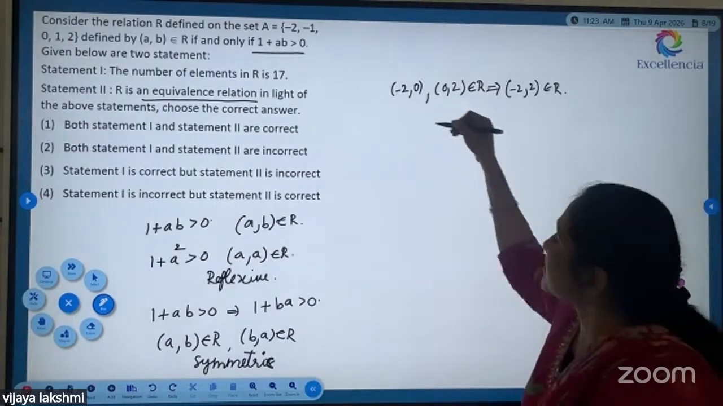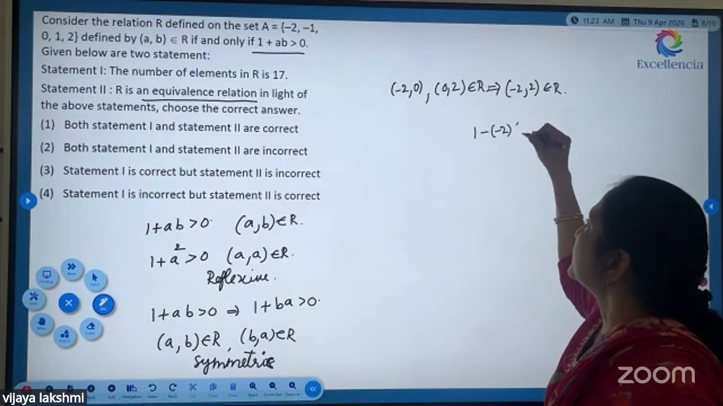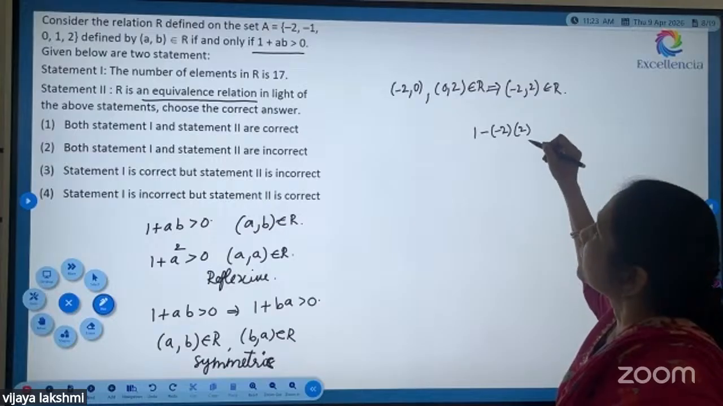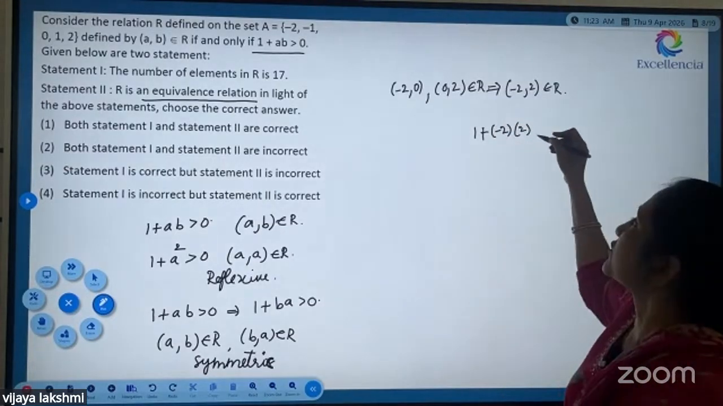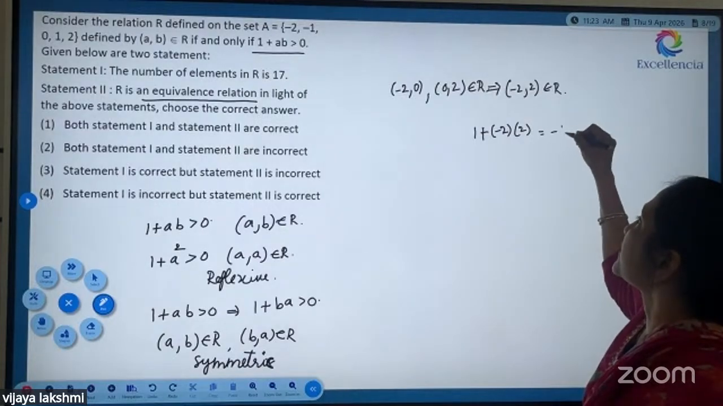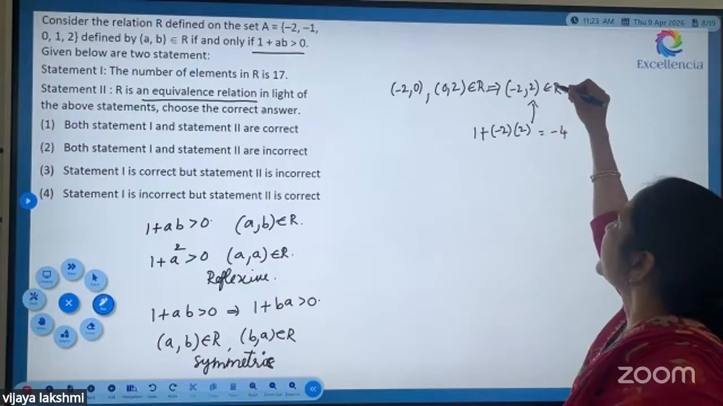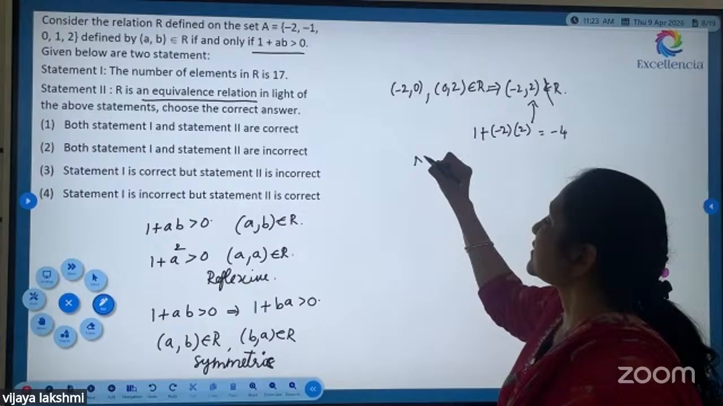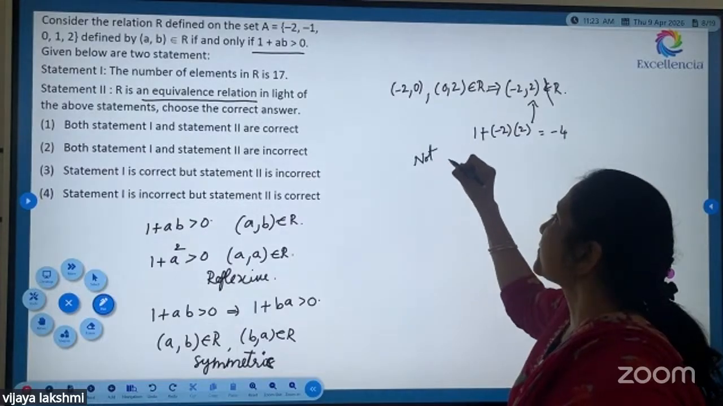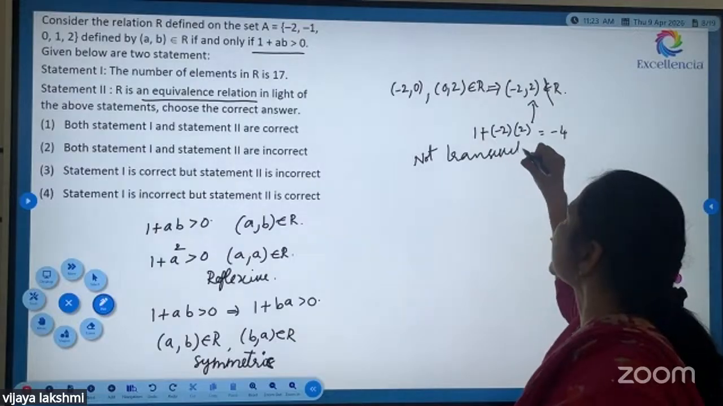But if you check it in that 1 minus 2 into 2, what do you get? 1 plus minus 2 into 2, we are getting a negative number. Therefore, purely from this, we can say that it does not belong to R. Therefore, it is not transitive. Not transitive means it is not an equivalence relation.